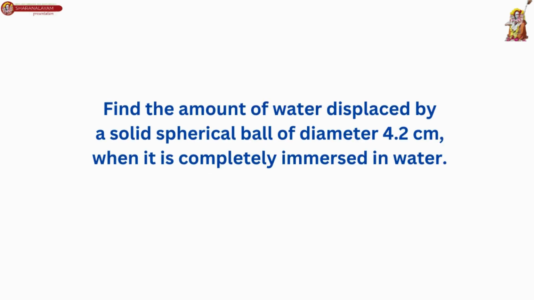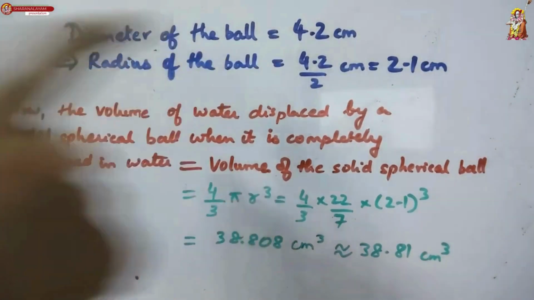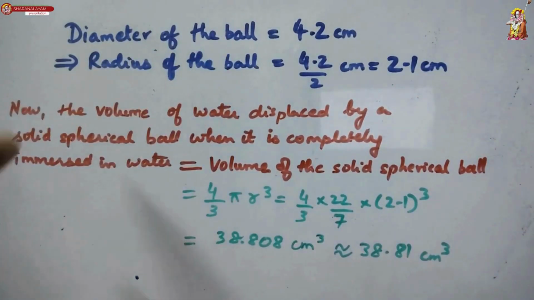Next question. Find the amount of water displaced by a solid spherical ball of diameter 4.2 centimeters when it is completely immersed in water. Now, diameter of ball is given as 4.2 centimeters. So, radius of the ball will be half of that, which is 2.1 centimeters. Now, we know that the volume of water displaced by a solid spherical ball when it is completely immersed in water will be equal to the volume of the solid spherical ball itself, right?